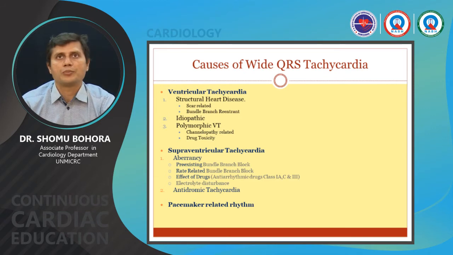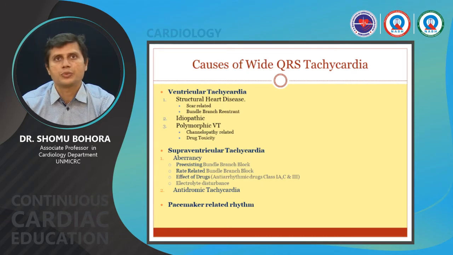So what are the causes of broad complex tachycardia? Ventricular tachycardia is most commonly because of structural heart disease, most commonly ischemic heart disease, cardiomyopathies, and others, myocarditis. Bundle branch reentrant VT can also be a cause of a ventricular tachycardia, though uncommonly seen. Idiopathic causes like outflow tract tachycardias and fascicular tachycardias are not uncommonly seen, and polymorphic ventricular tachycardia related to channelopathies or drug toxicities or ischemia itself are seen as a cause of wide complex tachycardia.